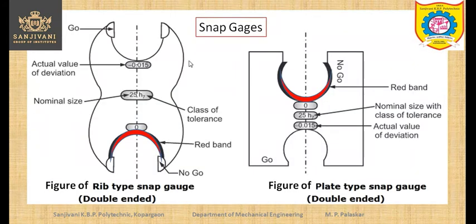Now we also have the snap gauges. So these are nothing but the snap gauges. Two types of snap gauges are shown, though the function is the same, only the shape is different. This is the rib type snap gauge. Again it is double ended, that means this is the no go end and this is the go end. This one is the plate type snap gauge. Again it is double ended, so this is the go end and this is the no go end.